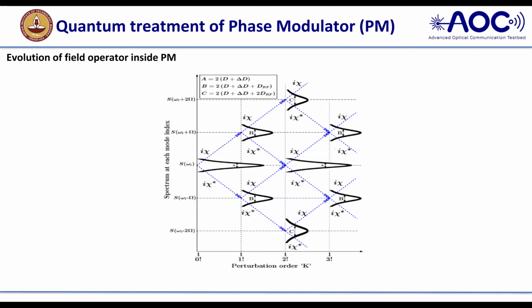Chi is defined in terms of the RF modulating voltage and the phase modulator quantity, and it is a known quantity. Similarly, the destruction of a photon is given by i chi conjugate, mod chi square. From this place, the RF is interacting again, and the creation and destruction of photons is continuously happening along the length of the phase modulator.